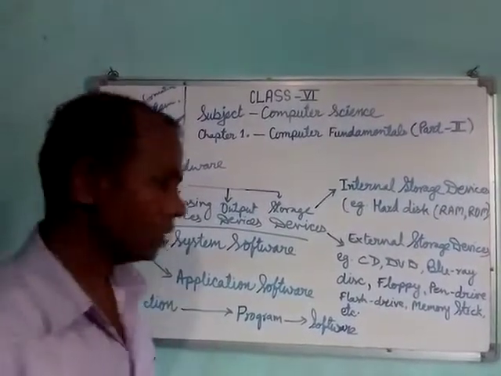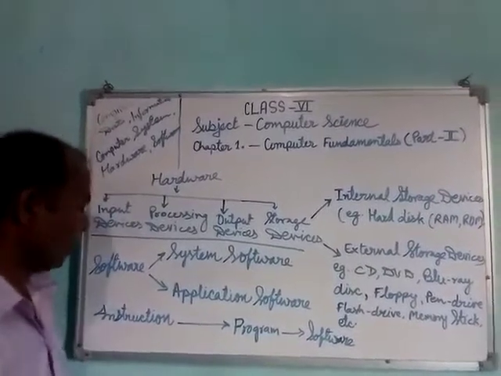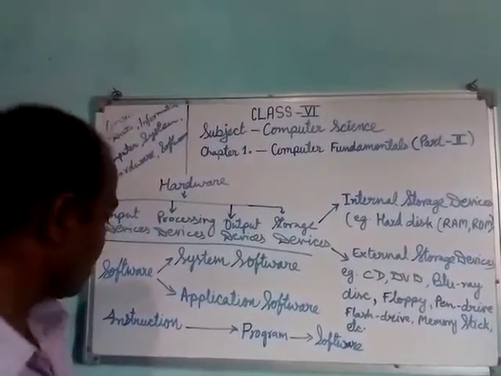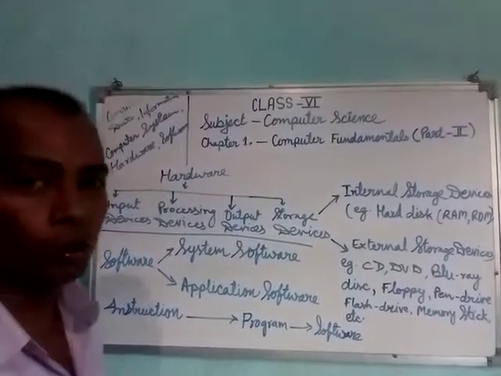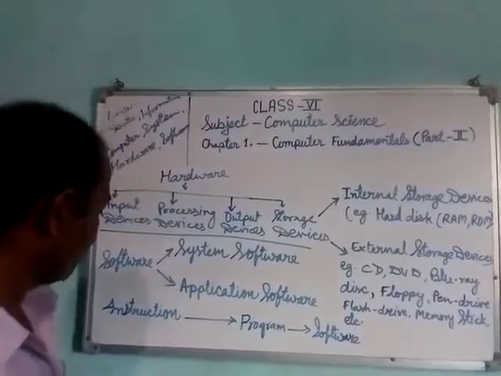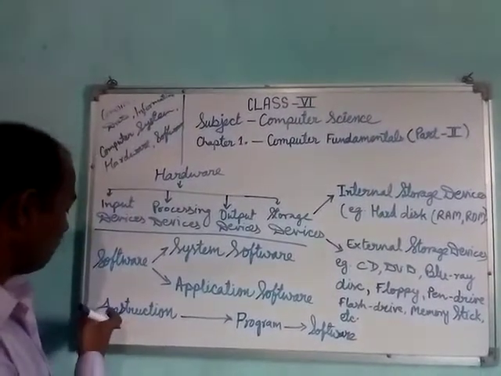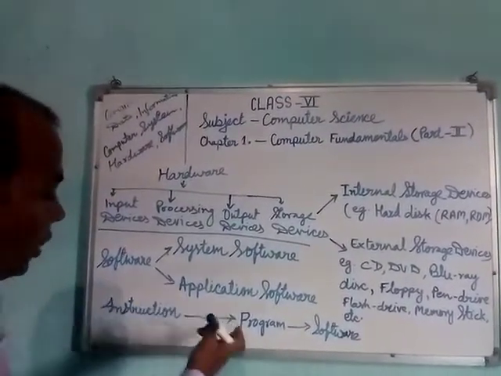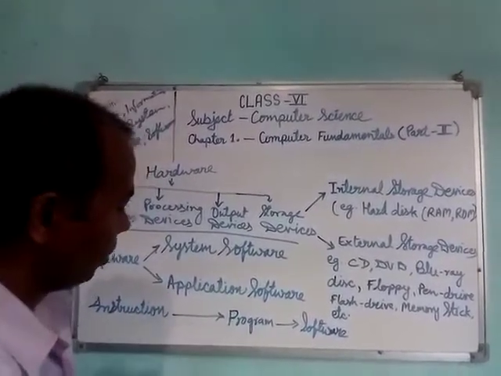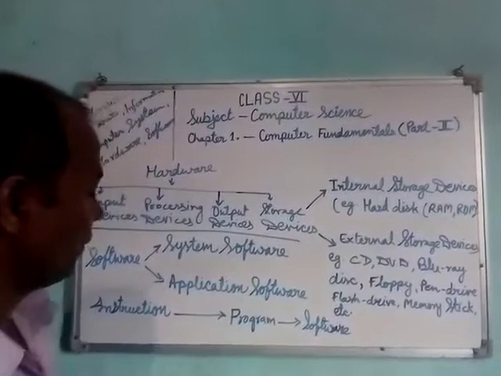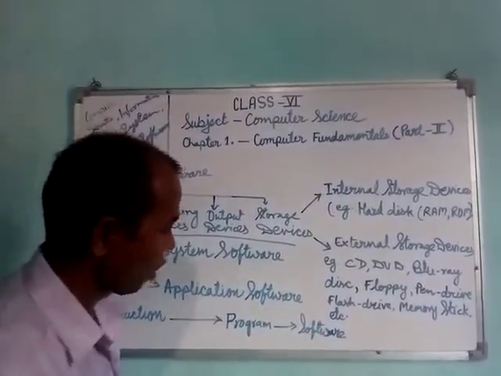Now what is the software? We have to know the details about software. The user gives commands or instructions to the computer, then it is going to work. Without instructions and commands the computer is not working. So a group of instructions is called a program, and a group of programs which is used to solve a particular type of work is called software.